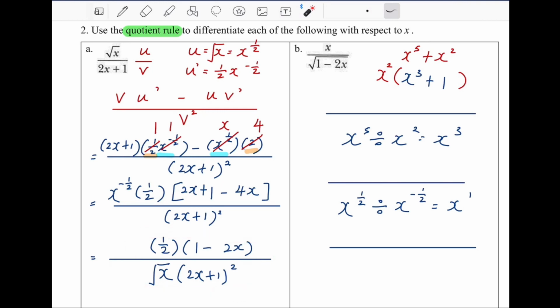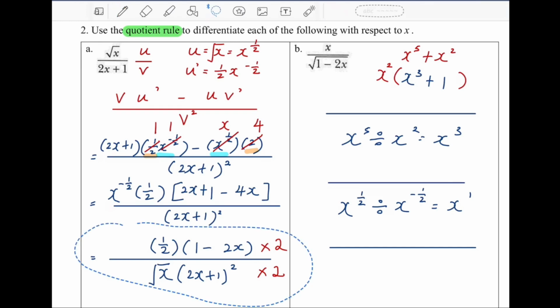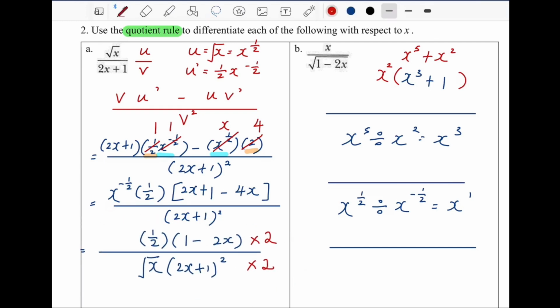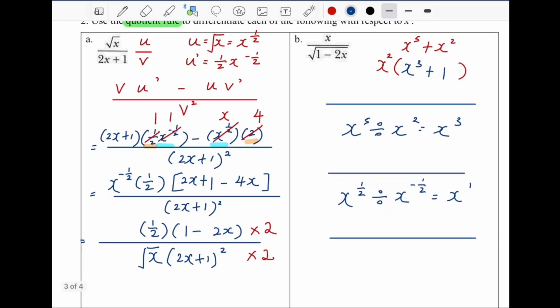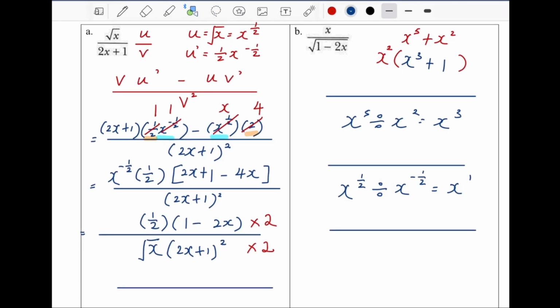No, because you have a fraction in another fraction. It's considered as not the simplest version. So how do I get rid of this denominator? Multiply by 2. So to make it balance, you need to do it on both parts. So the final answer would be here. No more, no more.